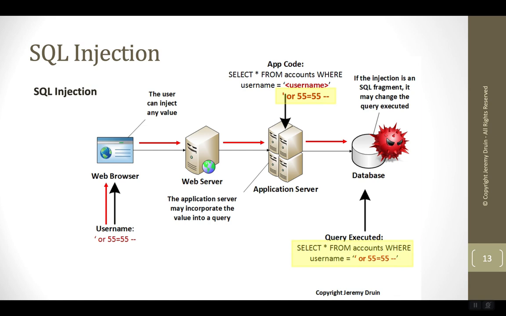And this forms a new query that executes what the original query would have executed anyway, but now it also carries out some additional instructions. So in the example here, this tautology, or statement that's always true, essentially says that I want to see all the rows where the username is equal blank, or where this other statement is true, 55 equals 55. Well, of course, 55 always equals 55. That's always going to be true, regardless of which row in the database we're referring to. And so all the records are returned from the database.